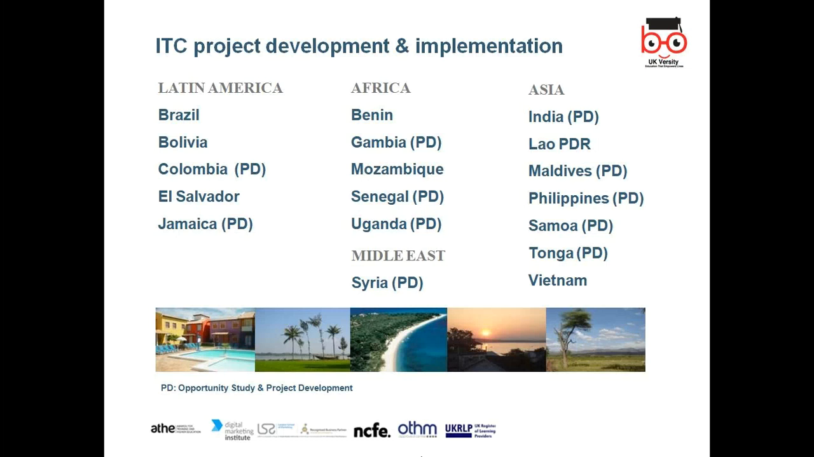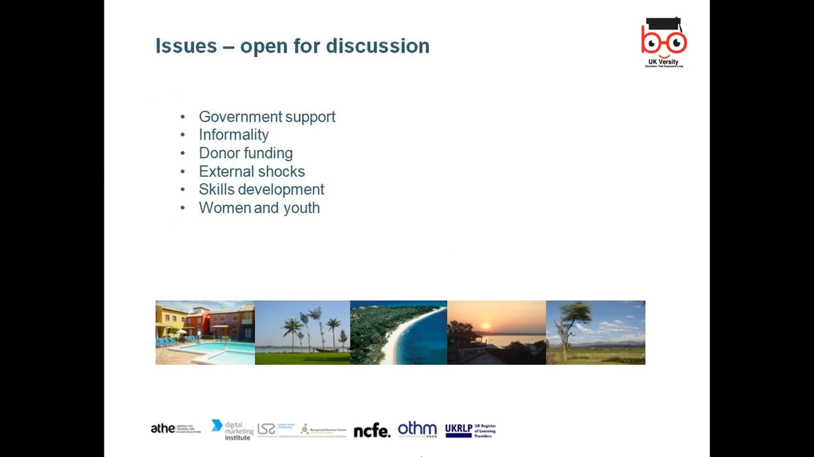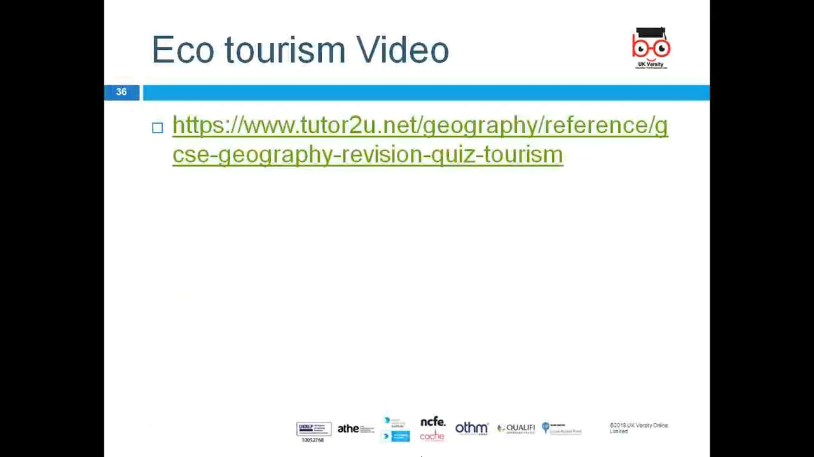Look at different developments in different parts of the world due to tourism. Lessons need to be learned. If we don't have it, why don't we have it? From community-based tourism, inclusive tourism, economic sustainability, coordinated assistance, springboard for exports. Government support, donor funding and all, we need to make sure of these.